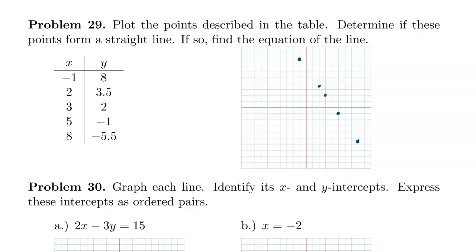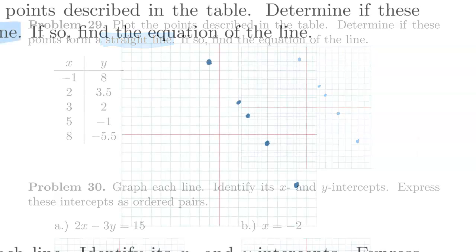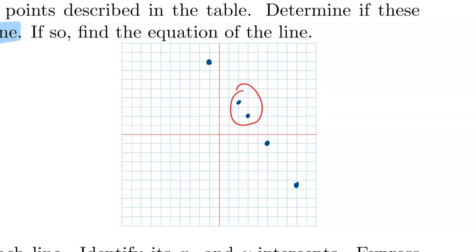Looking at those points, it does seem possible that they might form a straight line. If they do, the slope between any two of the points has to be exactly the same. So let's focus on the slope between these 2 points. Since I'm just moving 1 unit horizontally, the vertical change is the slope. So we're moving vertically from 3.5 down to 2, which means that the slope is -1.5. Or as a fraction, we could say -3/2.